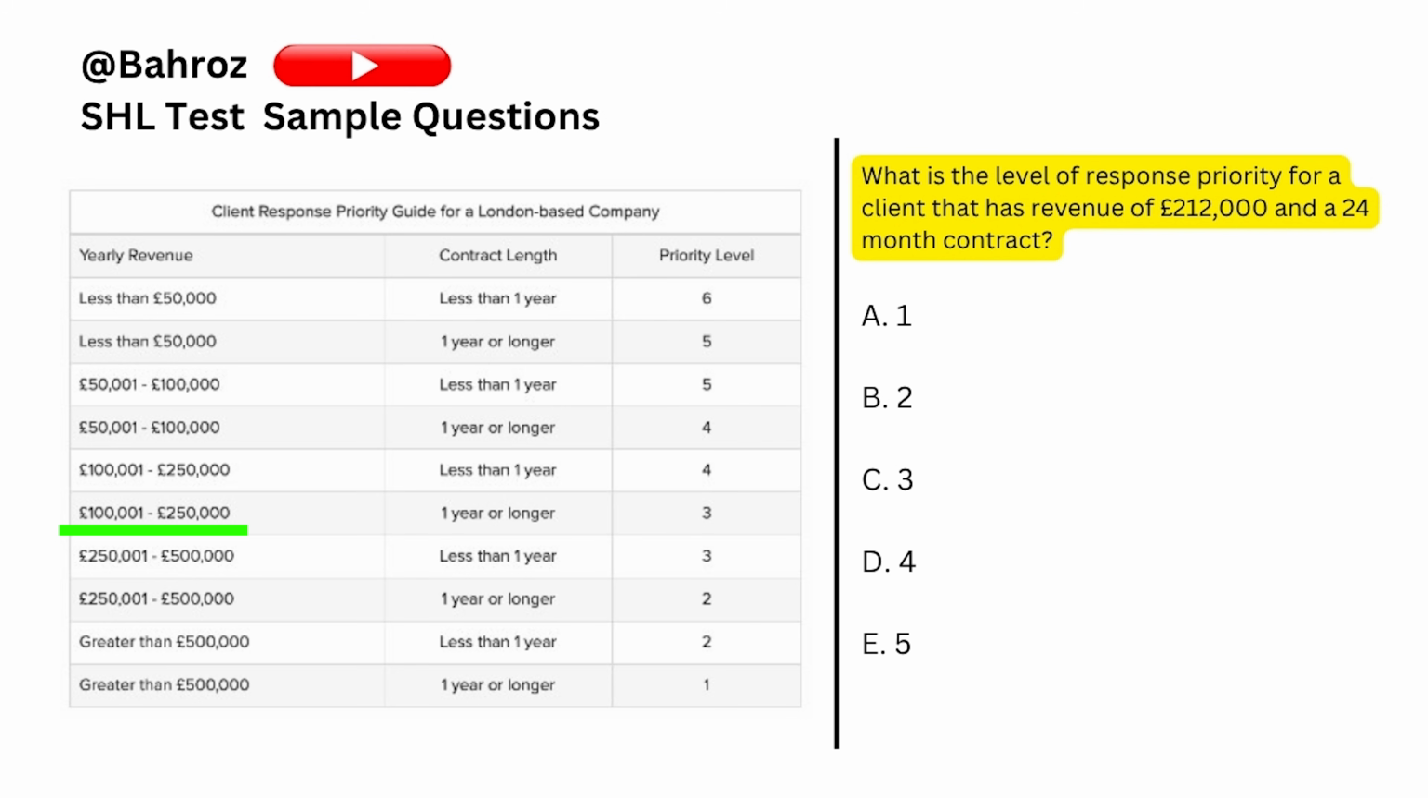Next, we consider the contract length. A 24-month contract means the duration is 2 years, which places it in the category of 1 year or longer as shown in the table. Now, using both criteria, revenue between £100,000 and £250,000, and a contract length of 1 year or longer, we find the corresponding row in the table. According to the guide, clients in this category are assigned a priority level of 3. Therefore, the correct answer is C3.